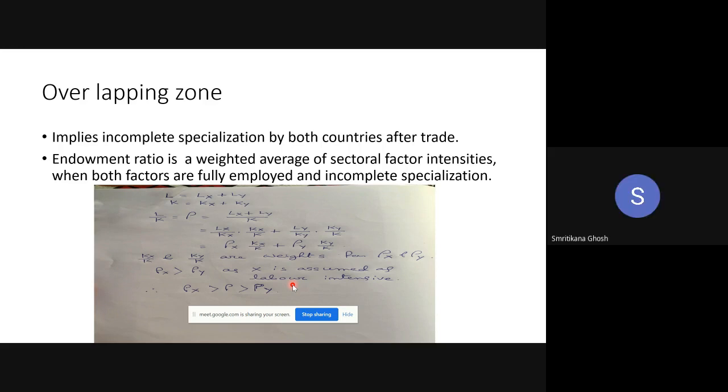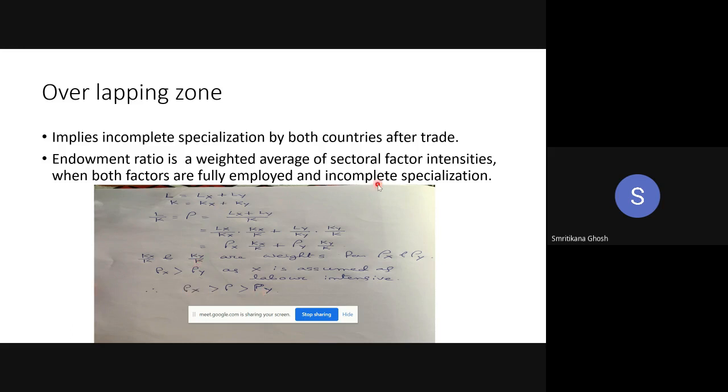Yes, incomplete specialization means the country is producing both. And that is why this is for a single country, either for home or for the foreign country. As the country is going for incomplete specialization, that is why L is equal to Lx plus Ly. Otherwise, it will be either Lx or Ly. Similarly, K will be either Kx or Ky if it is complete specialization. But as we assume it is incomplete specialization, that is why we have two components for labor and for capital both. And that is why you have tau x and tau y.